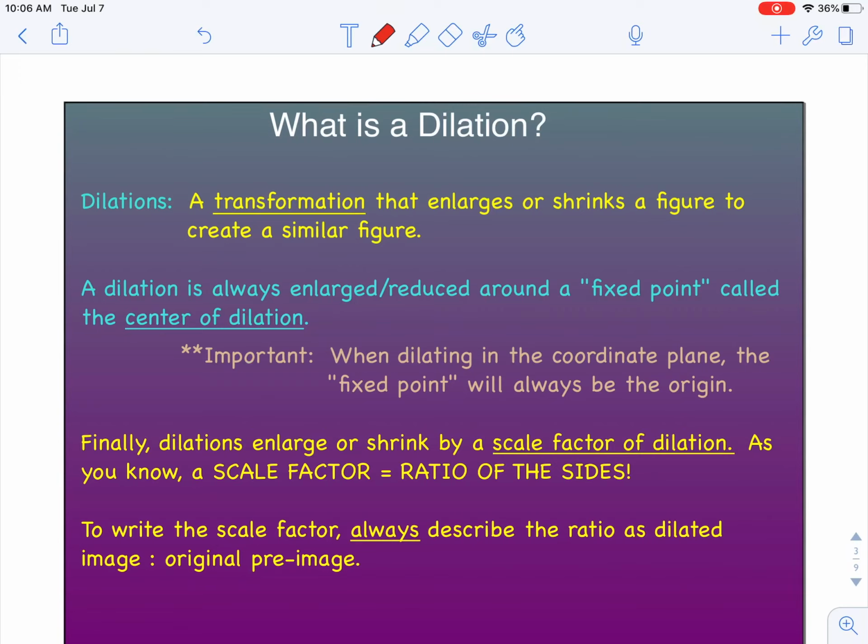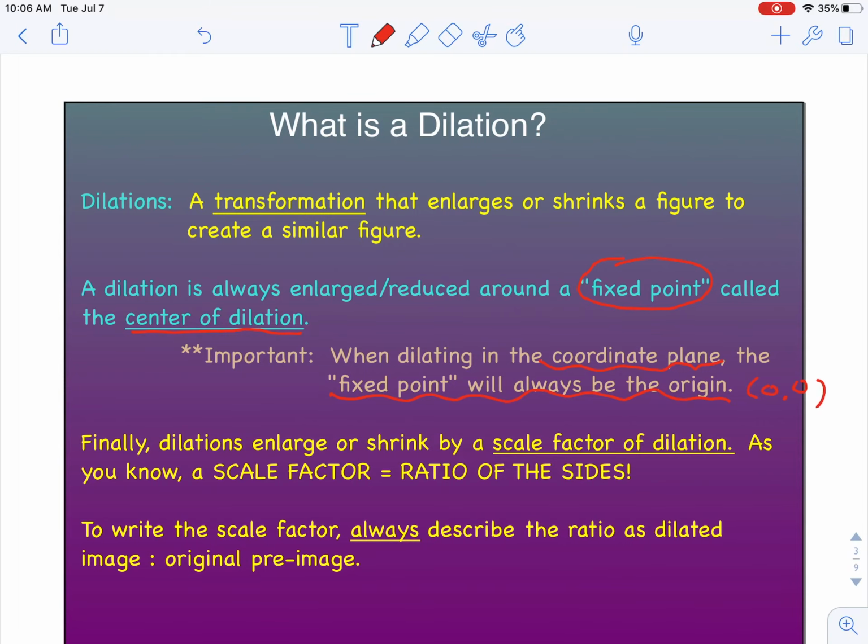Here are some things to note about dilations that are important. A dilation is always enlarged or reduced around a fixed point. And that fixed point is called the center of dilation. And it's important to note that when you're dilating in the coordinate plane, the fixed point will always be the origin. So in a coordinate plane, if you're on an XY axis coordinate plane, the fixed point will always be the origin, which is, of course, 0, 0.